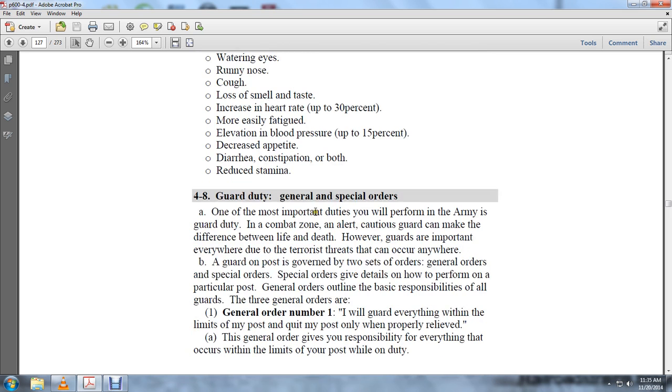A guard on post is governed by two sets of orders: general orders and special orders. Special orders detail how to perform on particular posts. General orders outline the basic responsibilities of all guards. The general orders are: I will guard everything within the limits of my post and quit my post only when properly relieved. This order gives you responsibility for everything that occurs within the limits of your post while on duty.